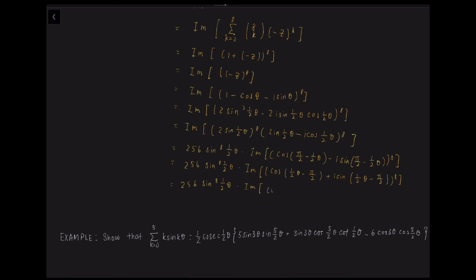So now we can multiply the 8 into the cos something plus i sine something, and we obtain cos of 4 theta minus 4 pi plus i sine of 4 theta minus 4 pi. And then we want the imaginary part. So the final answer is 256 times sine to the power of 8 half theta times sine 4 theta.